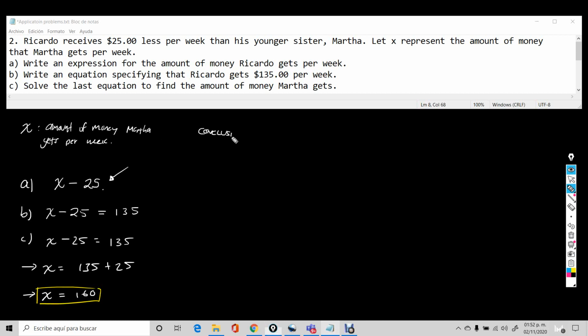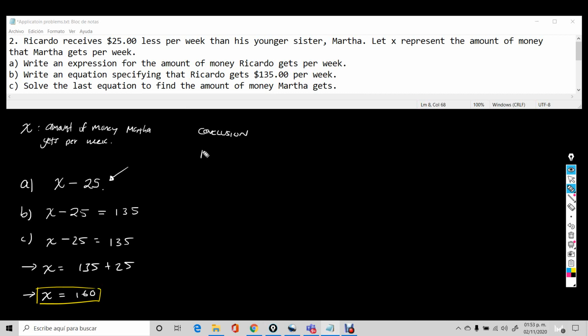And when I write my conclusion, I can go back to interpret these numbers as money or distance traveled, whatever. Okay, so what is the conclusion? What was X in the beginning? X was the amount of money that Martha gets per week. So I have found that such amount of money is 160. What units? Dollars, because those were the units that we were using.